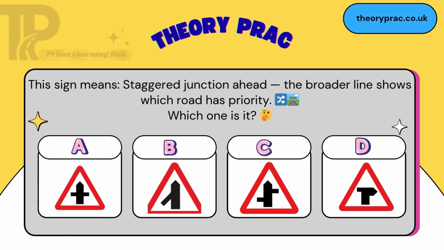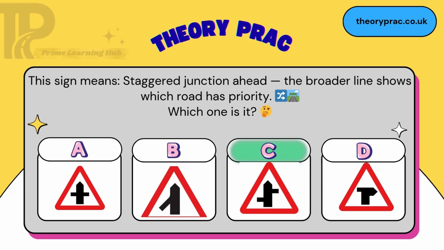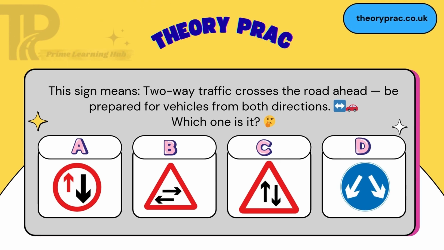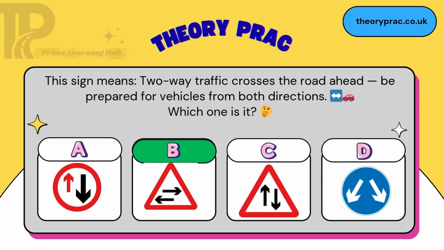This sign means staggered junction ahead. The border line shows which road has priority. Which one is it? The correct answer is C. This sign means two-way traffic crosses the road ahead. Be prepared for vehicles from both directions. Which one is it? The correct answer is B.